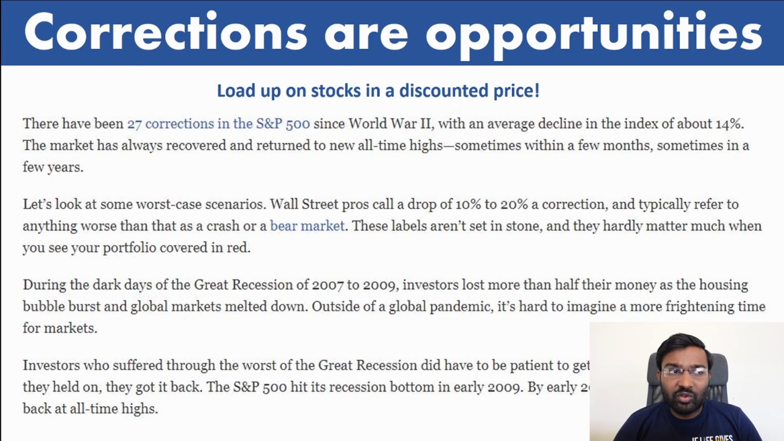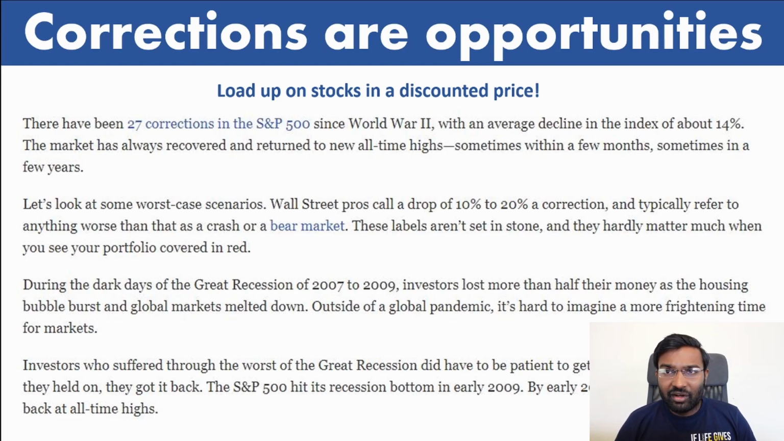For example, if you see the major US index, the S&P 500, there have been 27 corrections in the S&P 500 since World War II, with an average decline in the index of about 14%. Let's first look at the difference between corrections and crashes. By definition, a 10 to 20% drawdown is a correction. Anything more than 20% is a crash.